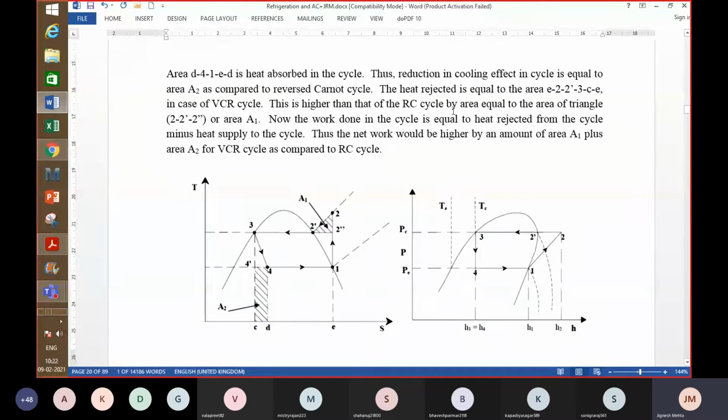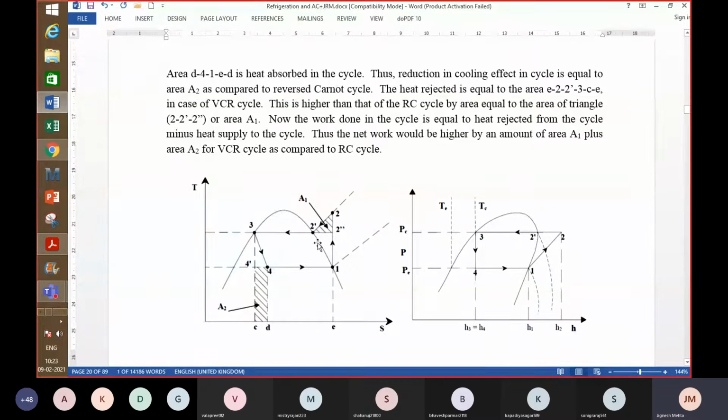Now the work done in the cycle is equal to heat rejected from the cycle minus heat supplied to the cycle. Heat supplied to the cycle is this area, right? So what is the additional heat rejected? It is equal to A1 plus A2. Additional heat rejected in the vapor compression refrigeration cycle is equal to whatever is there for the reverse Carnot cycle plus A1 plus A2. Total heat rejected minus the heat absorbed gives you work. So the difference is whatever is inside this rectangle plus A1 plus A2, right?